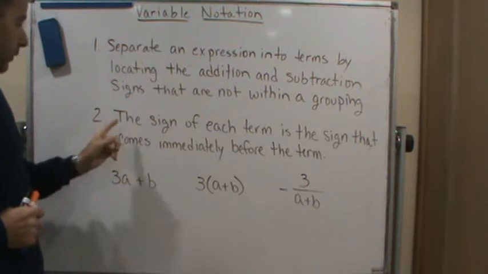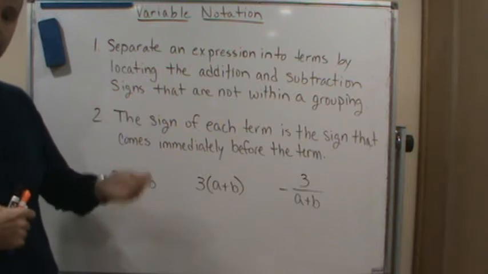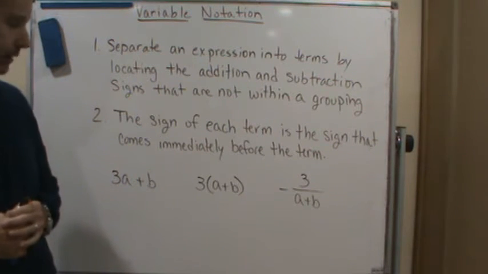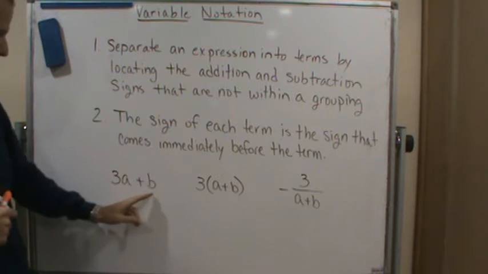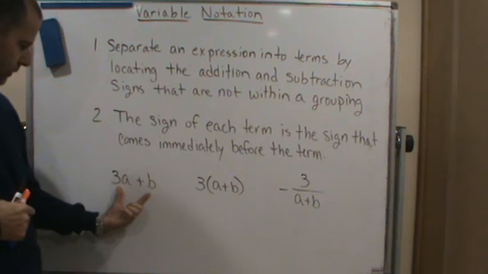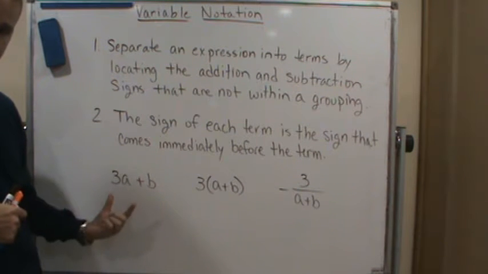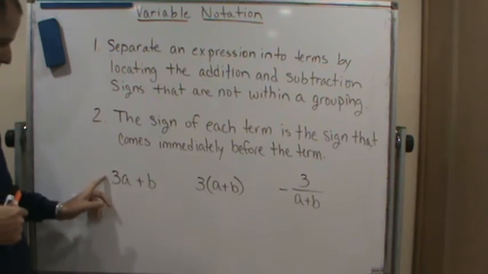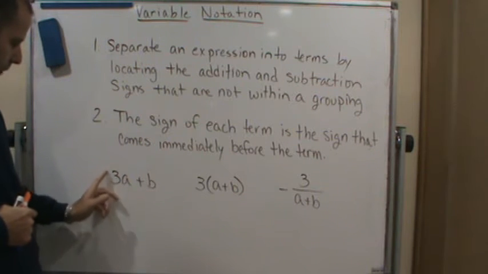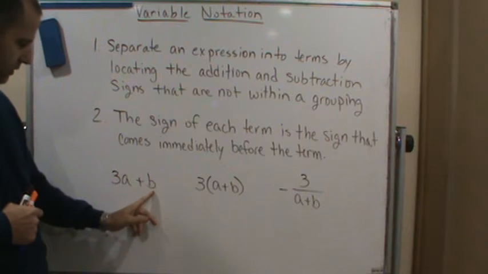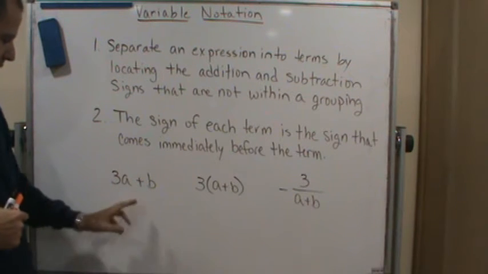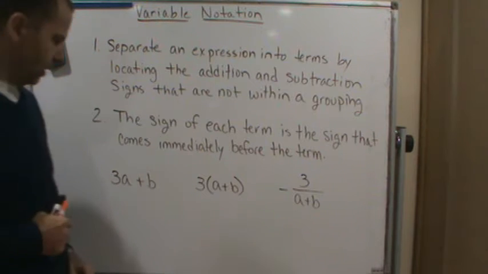Now, the sign of each term is the sign that comes immediately before the term. In these three little examples, this first one has two terms because these aren't grouped together in a product or a quotient. So this would be one term and this would be another term. This would be positive because we don't see anything, so there's not a negative sign here. It's always assumed to be positive if there's no sign. This is plus, so this term would also be positive. So these are two positive terms.